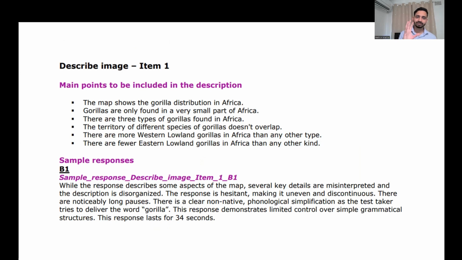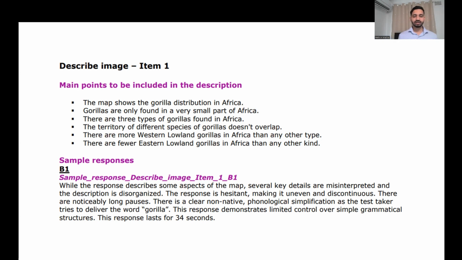All right, so here I'm going to give you the main points as well. There are quite a lot of points, and when you're looking at it for 25 seconds, you can come up with these points. The map shows the gorilla distribution in Africa. Gorillas are only found in a very small part of Africa. That's one implication as well. There are three types of gorilla found in Africa. The territory of different species of gorilla doesn't overlap. There are more Western lowland gorillas in Africa than any other type. You can do a comparison as well. There are fewer Eastern lowland gorillas in Africa than any other kind.